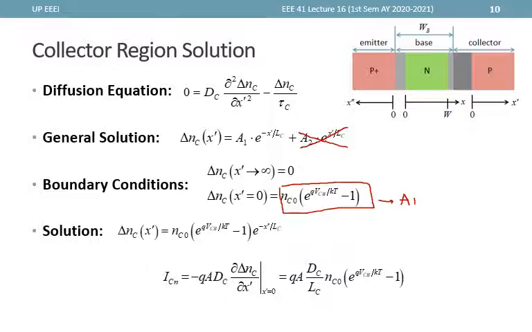And so we get this A1 times e raised to minus x prime over LC. This one should be simply x prime.